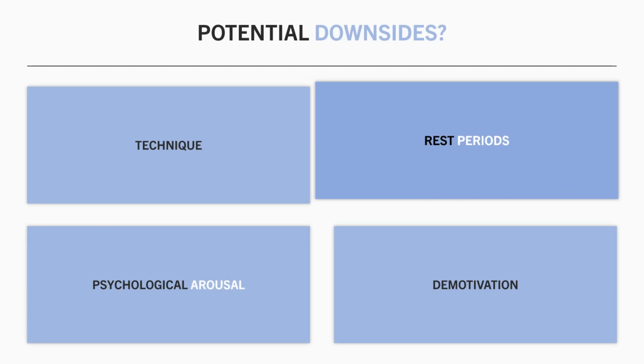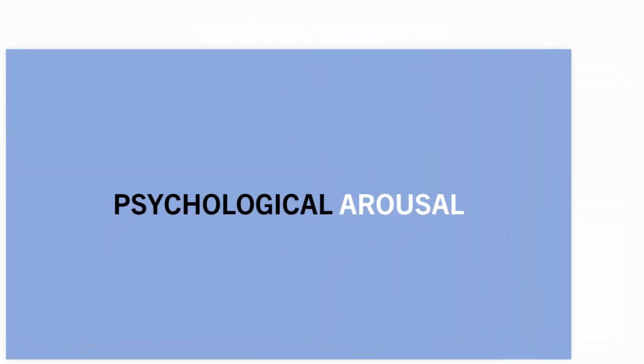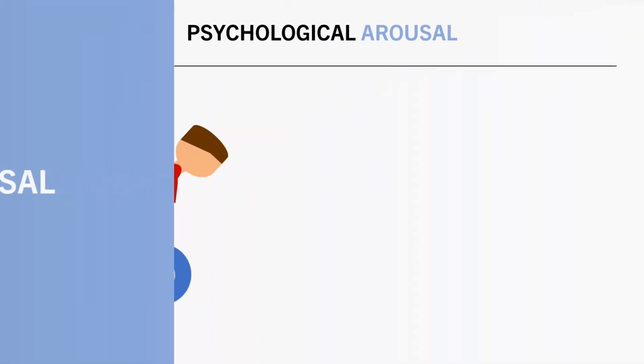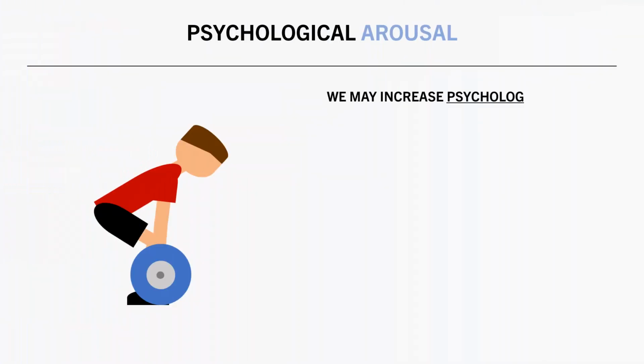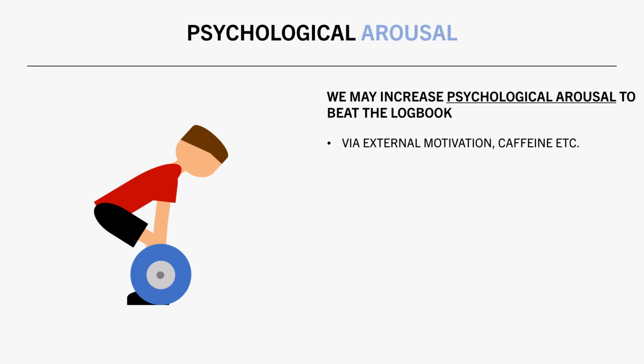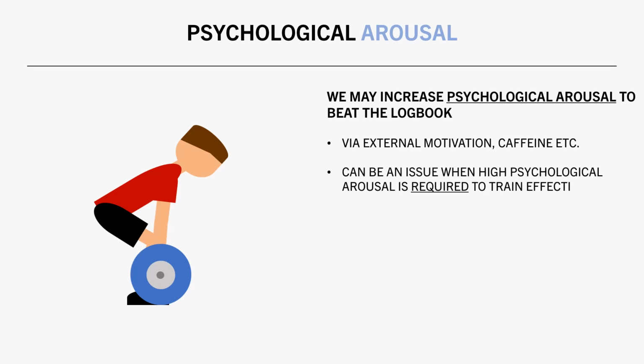The next potential issue with logbooking is the need to get into a high psychological arousal state. If we haven't actually made true performance progression, we might end up just increasing our psychological arousal to beat the logbook. This could be via external motivation or by adding stimulants before your workout, such as increasing caffeine intake. While it isn't a big deal if you get amped up for a workout sporadically, it can become an issue if it becomes a necessity to train effectively.